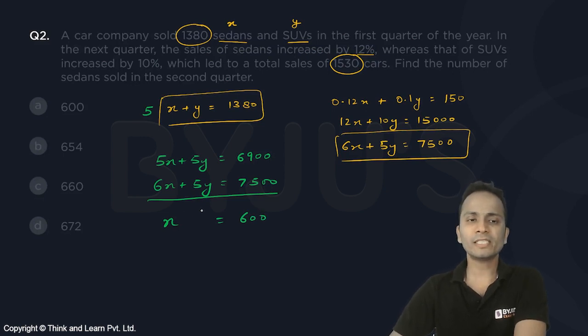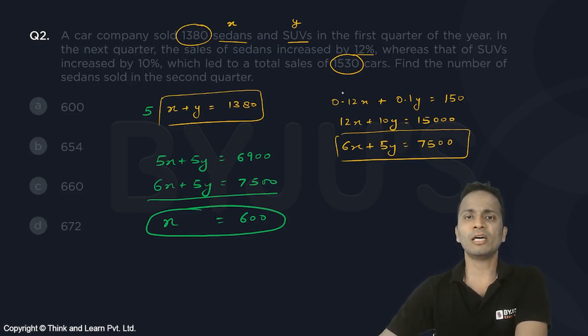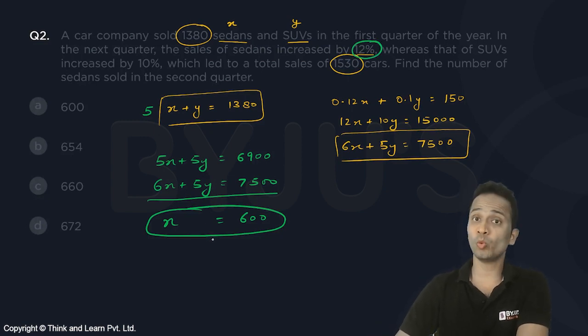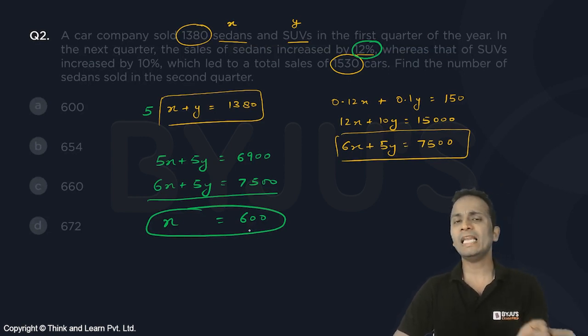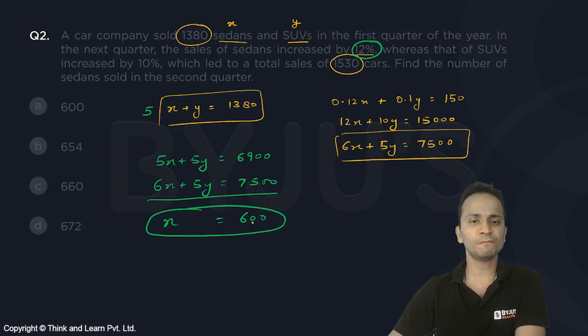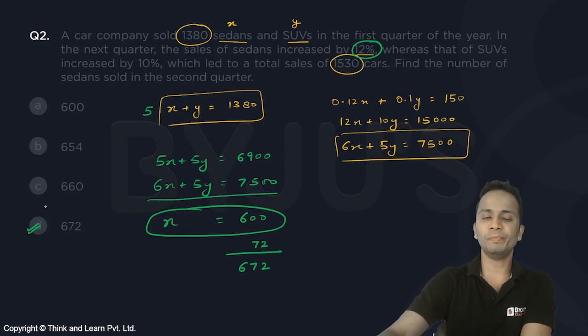Okay, now X is the number of sedans in the first quarter. I need the number of sedans in the second quarter. Now sedans in the second quarter has increased by 12% over the first quarter. So the value of X will give me the number of sedans in the first quarter. I'll increase this value by 12%. So 12% of 600 is 72, and the number of sedans sold in the second quarter will be 672, and the correct answer will be option D.